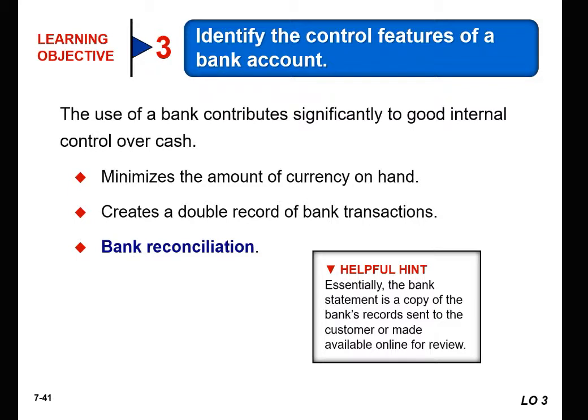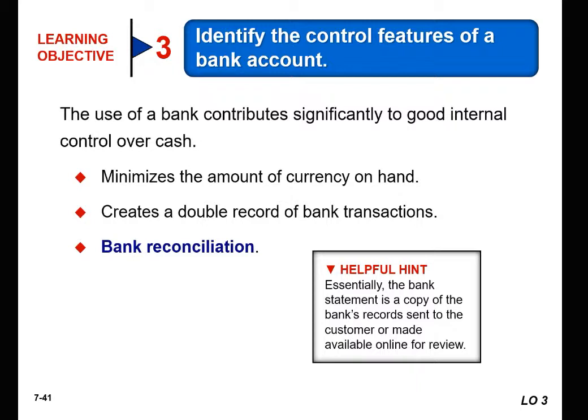We're going to take a closer look at the control features of the bank account. Remember, we were talking about cash primarily in this chapter because it is the most susceptible asset to fraud or misappropriation. So the bank and the company both maintain independent records of the company's checking account. Think about that in regards to your own. Now, if you are keeping an actual check register and then you get your bank statement, you can compare the two to make sure everything is copacetic.